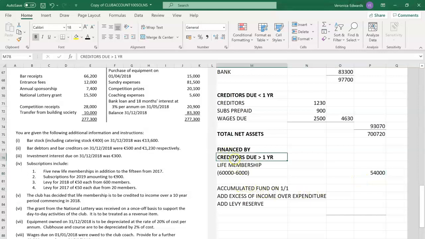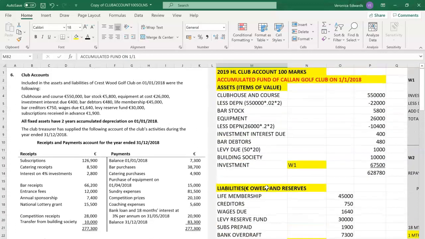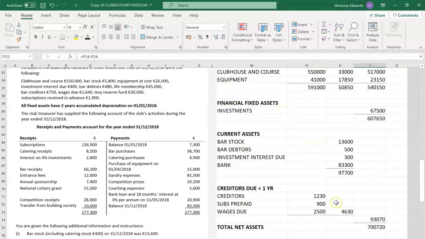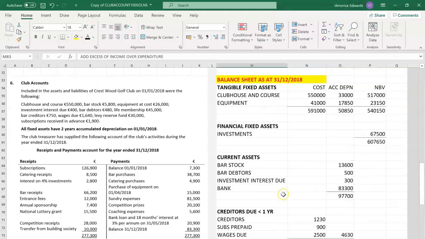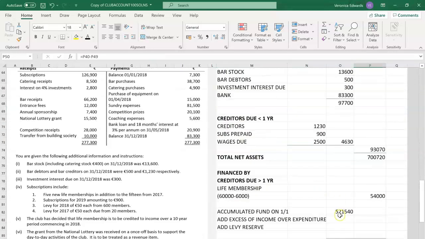To our long-term liabilities, we will add on our accumulated fund, which is the accumulation of profits that the club has made in previous years. So this is kind of like the reserve section now that we're heading into, okay? So long-term liabilities, reserves. Okay, your accumulated fund on the 1st of January, your accumulation of profit from past years was 521,540. So you're going to include that here as your first reserve. Then you made a profit this year to add on to that, okay? And you'll find that at the bottom of the income and expenditure account, 65,180.